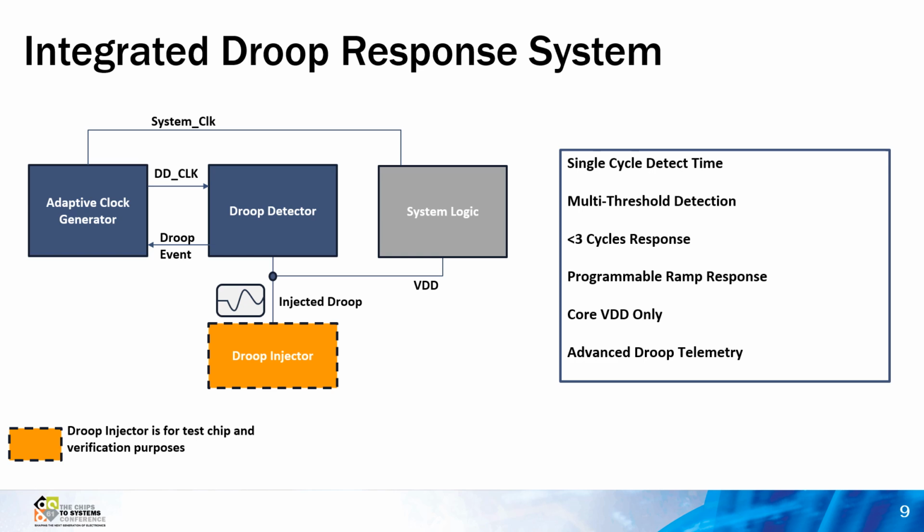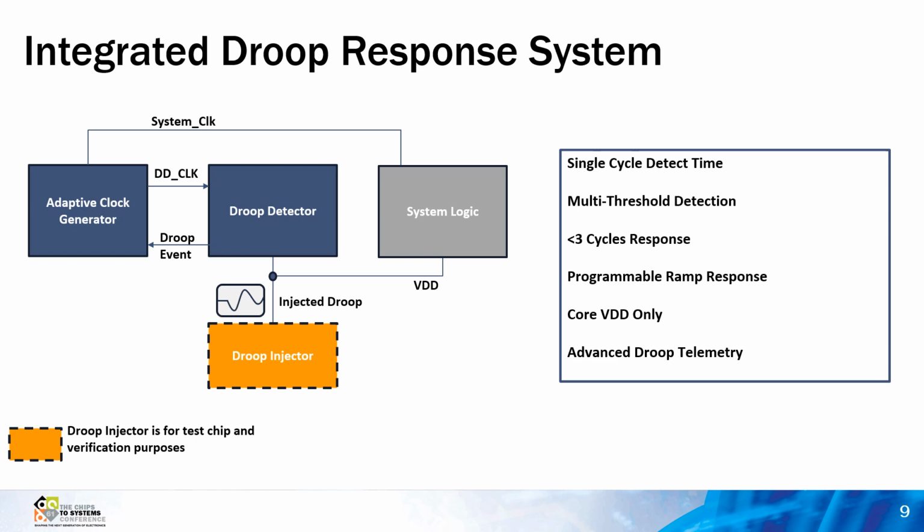This is a diagram of our integrated droop response system. Our system features a digital droop detector with a single cycle detect time with multiple programmable detection thresholds. It is built entirely from standard cells using a traditional digital design methodology. One or more droop detectors are paired with an adaptive clock generator.